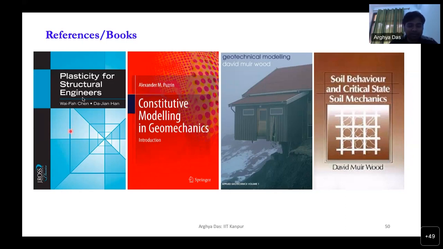I have learned many things in plasticity from Chen and Han, Plasticity for Structural Engineers. This is more towards the structural part, but it covers plasticity in quite great detail. In general, for soil plasticity, two very good books are by Professor David Muir Wood, and for more detail you can find Constitutive Models by Alexander Puzrin.